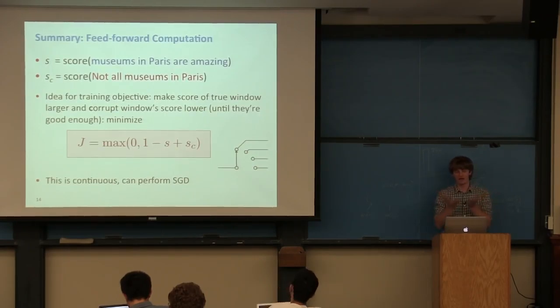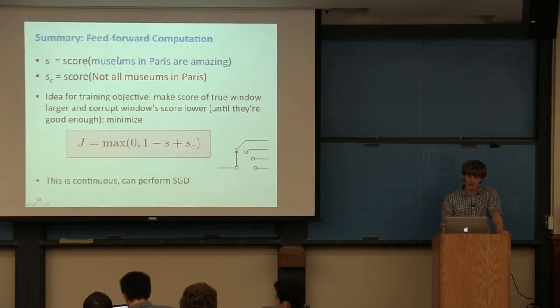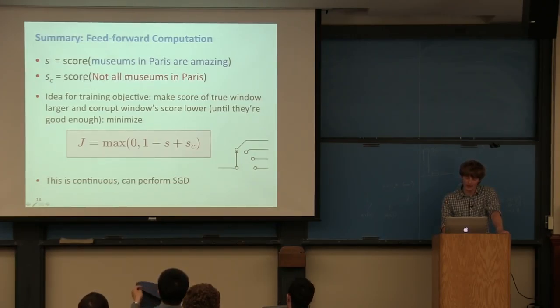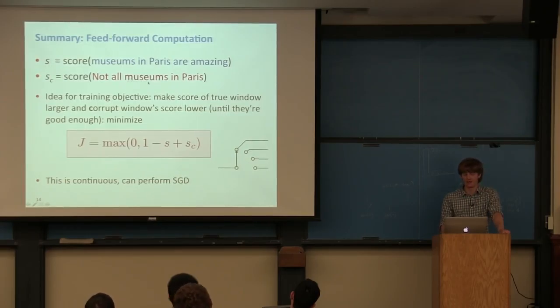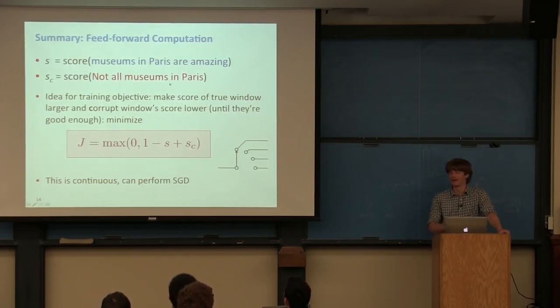Okay, so let's summarize the feed-forward computation of the scoring function and define an accompanying objective function. We have a score for every window with the center word being a location, and we want that score to be high. And then we have a corrupted, or incorrect, window where the center word is not a named entity, that is, not a location. So in 'not all museums in Paris', this center word right here is not a named entity, and so we want that score to be low. And again, we could go through our training corpus.